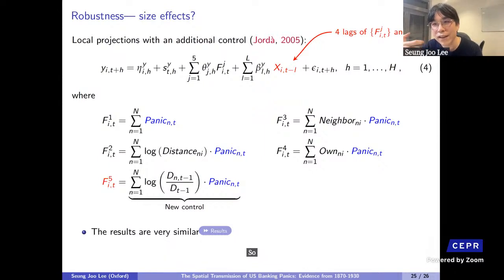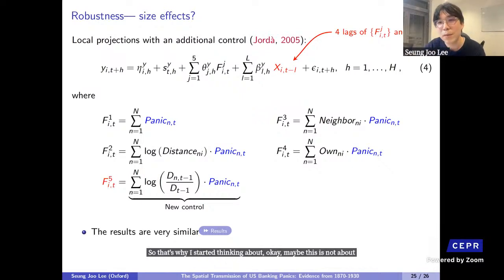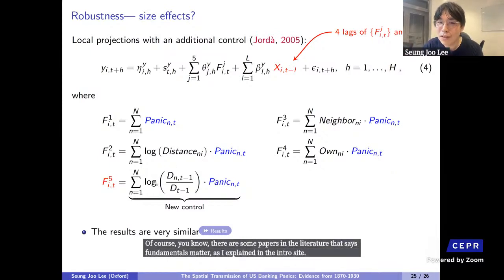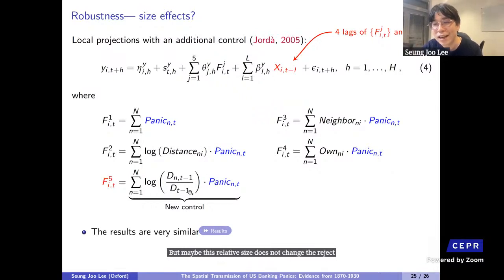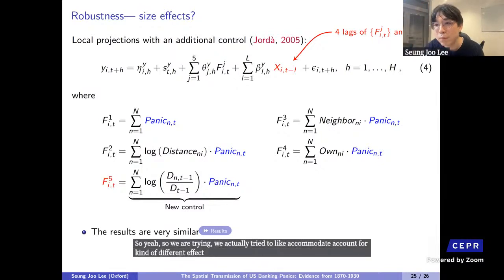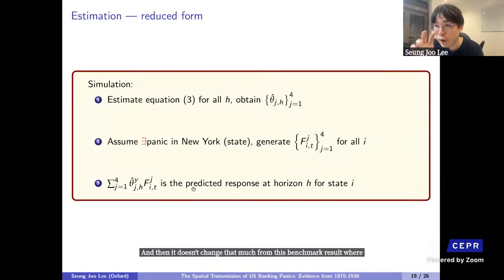So that's why I started thinking, okay, of course there are some papers in the literature that say fundamentals matter, as I explained in the intro. But maybe this relative size does not change the result that much. Then I recently got puzzled, maybe this is about sentiment. The fact that panic happened in New York versus in a smaller state does not change the effect on the state of Michigan in terms of deposit size, loan size, and every other measure. We tried to account for different effects, and it doesn't change that much from this benchmark result where we just control for relative geography.